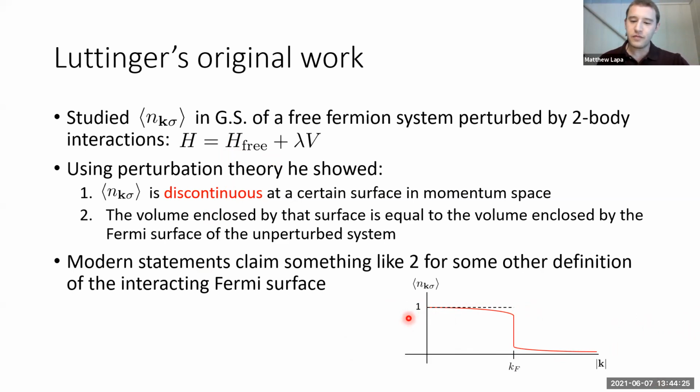But what he shows is that in the interacting system, you would get some picture like this where N is close to one below the Fermi surface, then it has some sharp discontinuity, and then it's close to zero above. And there's a conservation of particle number here. So the area under this red curve is equal to the original total particle number, but the discontinuity is located at the location of the unperturbed Fermi surface. More generally, if you don't have spherical symmetry, then the discontinuity is at some surface, and that surface's volume is supposed to be the same as the volume enclosed by the Fermi surface in the unperturbed system, but the shape could change. And so this is the original statement in Luttinger's work.